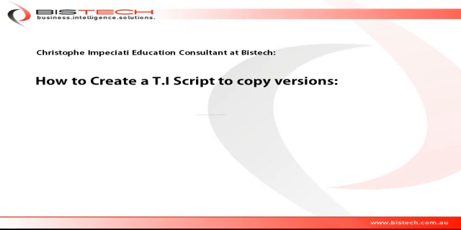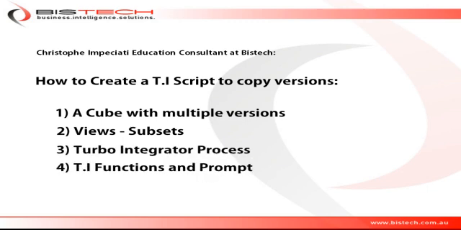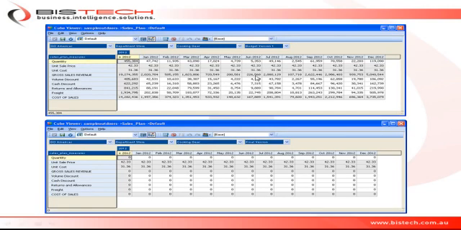Welcome to this short educational video in which we are going to discuss how to create a TI script to copy versions within a cube. We are going to use the following: a cube with multiple versions, views and subsets, a TI process, and functions and a prompt. To illustrate what we are going to do, this is a snapshot of the sales plan cube. The script we are going to create will allow the end user to copy a version of their choice to a final version, which is for the moment empty.